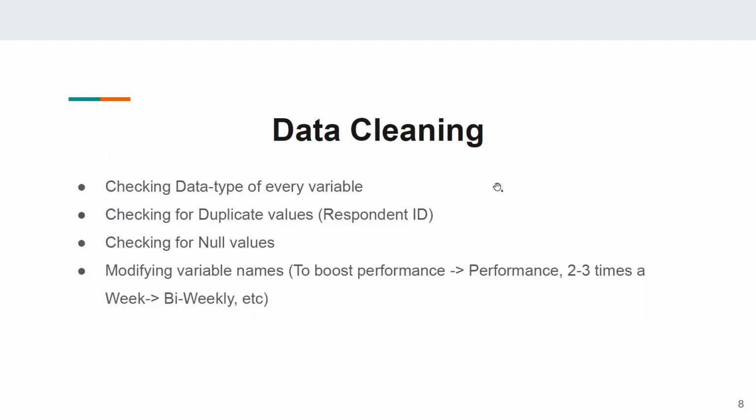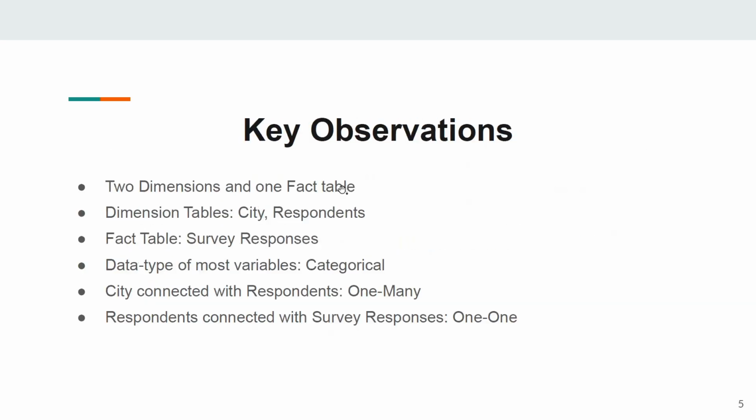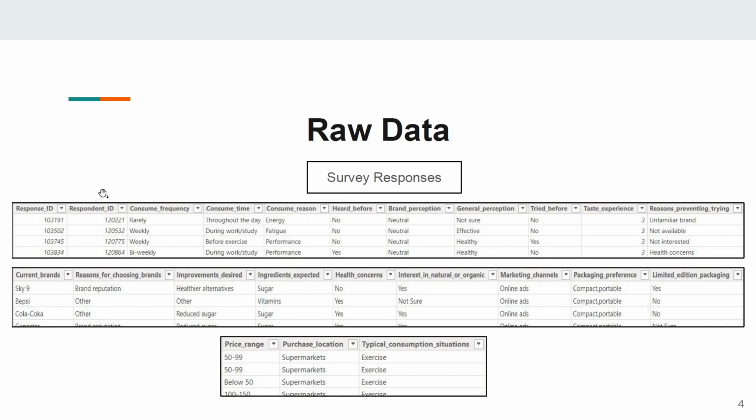Data cleaning. Now, once we have made the data model here, in data cleaning, the first step is to check the data type of every variable. All right. So here, if we see, most of the variables have categorical data. Here you can see the numeric data is present here. Here again, it's a categorical data.